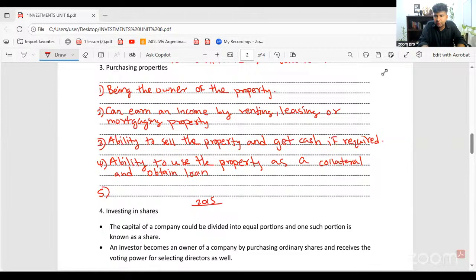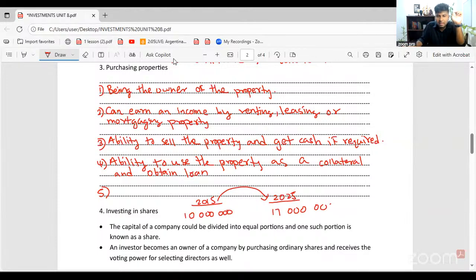Then we were speaking about the fifth point. So write down the fifth point. It's like this. Say in 2015, you bought a house for 10 million. And in 2025, definitely the price will increase, because today the price of everything is increasing. Therefore, if in 2015 you purchase a house for 10 million, in 2025 it will be like 17 million. Then you will be earning a profit of 7 million.